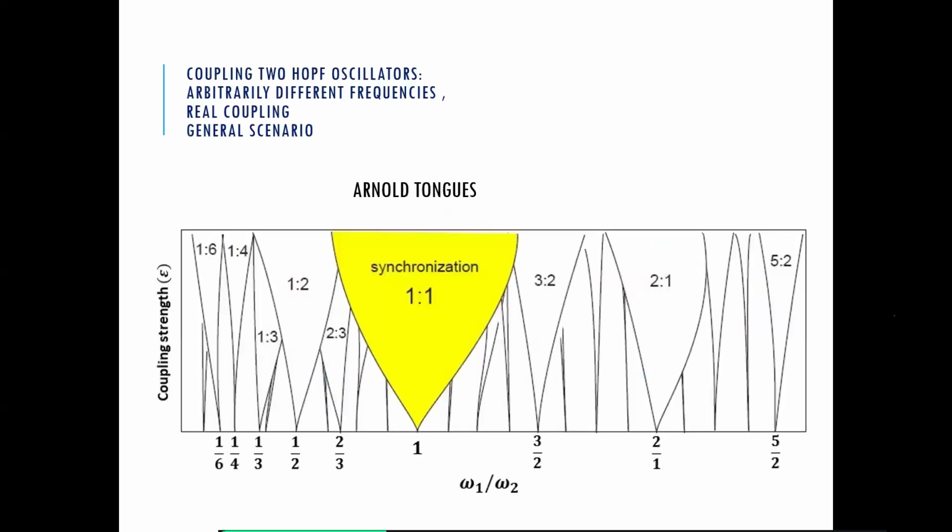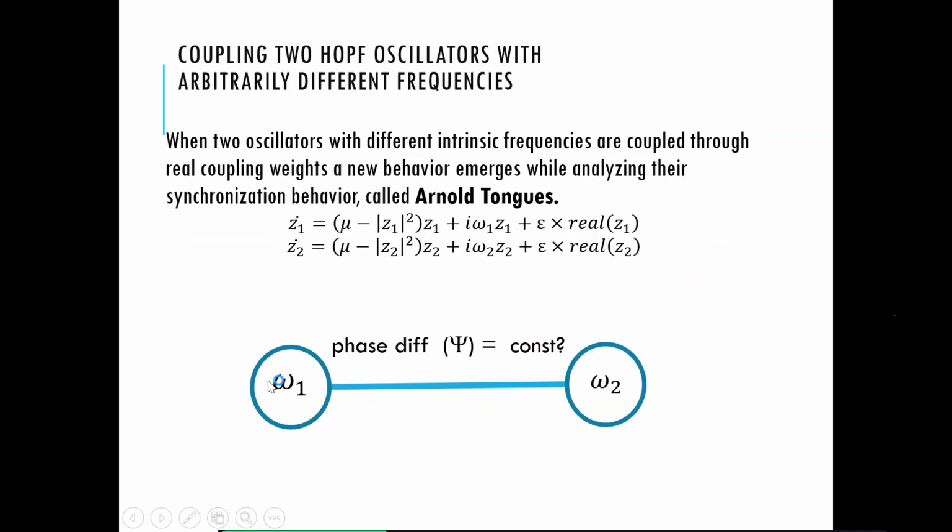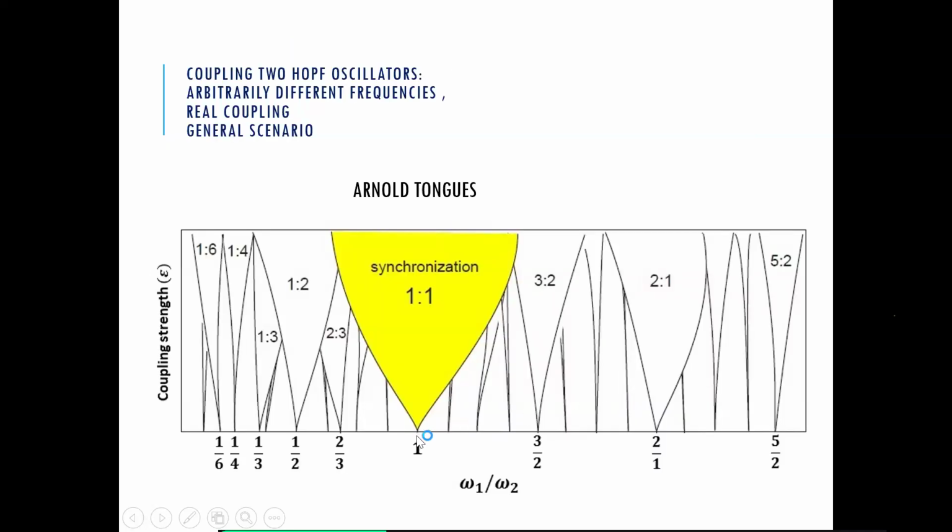So if you try to do that with two oscillators, let's take two oscillators with a real coupling, and then let us ask what happens if there's a small deviation. Let's say the two oscillators, omega 1, omega 2, are almost the same. That means omega 1 by omega 2 is close to 1, but not exactly equal to 1. If it's exactly equal to 1, there's no problem. You get some phase difference, which we have seen earlier.